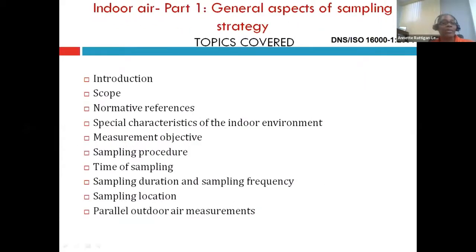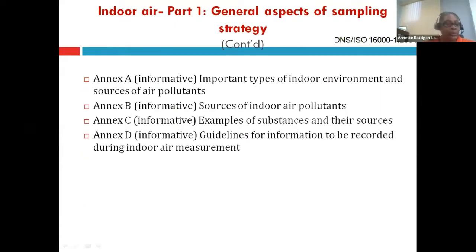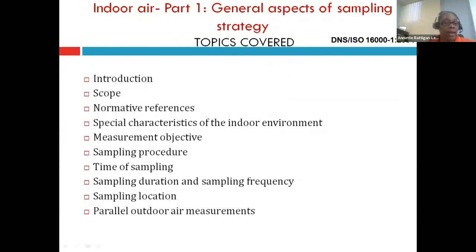So basically we'll come back to the scope, but with regard to the normative references for this particular standard, there are 2. One is ISO/IEC 17025, and the other basically points to the guide to the expression of uncertainty in measurements. So these are reference standards that you need to look at when you are working or reviewing this particular standard.